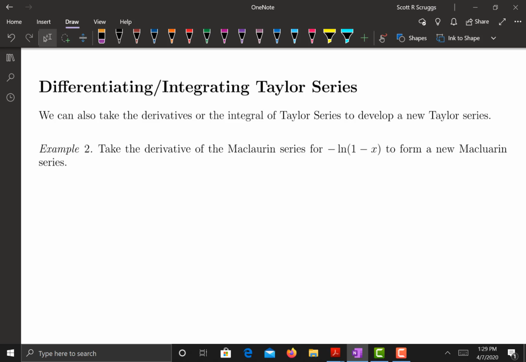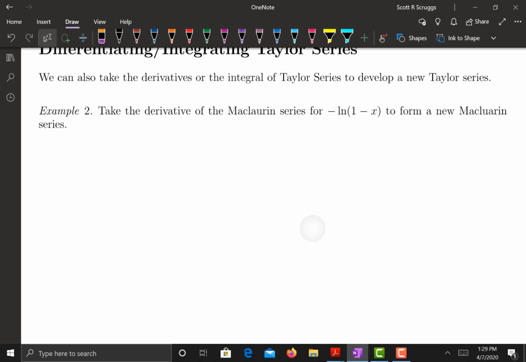All right. Now another cool thing we can do with Taylor series is because Taylor series and Maclaurin series are just a very special form of a power series, then that means, just like with power series, we can differentiate and integrate a Taylor series term by term. And so for that, let's go ahead and take the derivative of negative the natural log of 1 minus x. So before we do that, let's go ahead and take the derivative of that function above to just note what we're trying to shoot for.